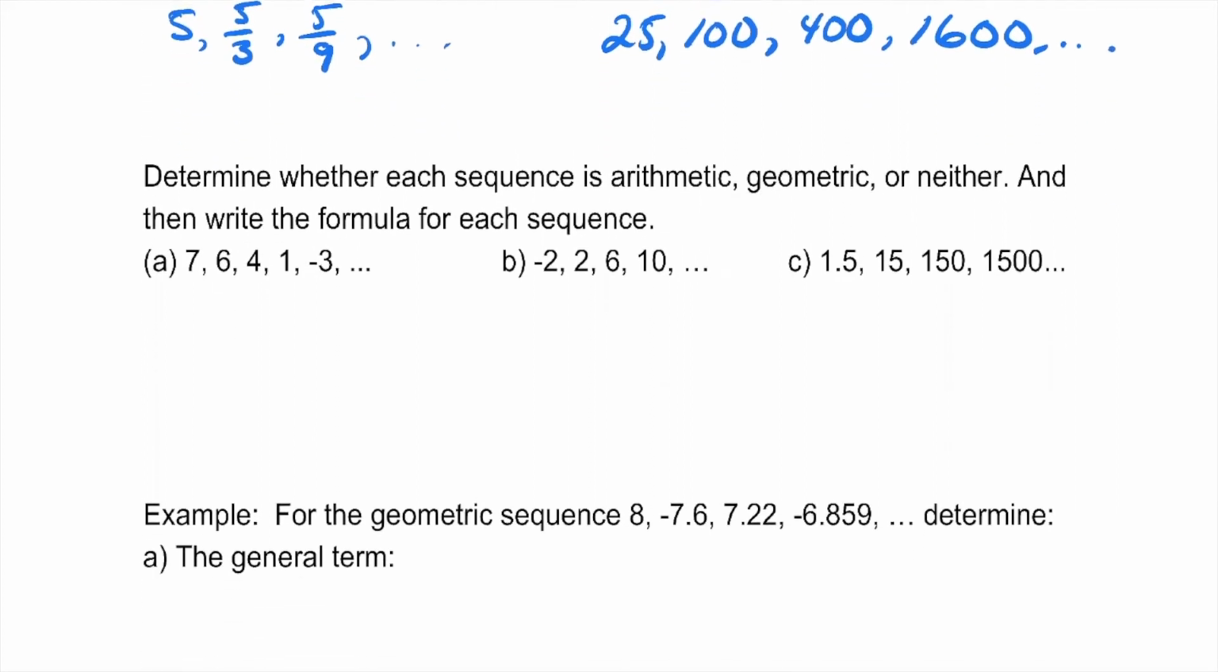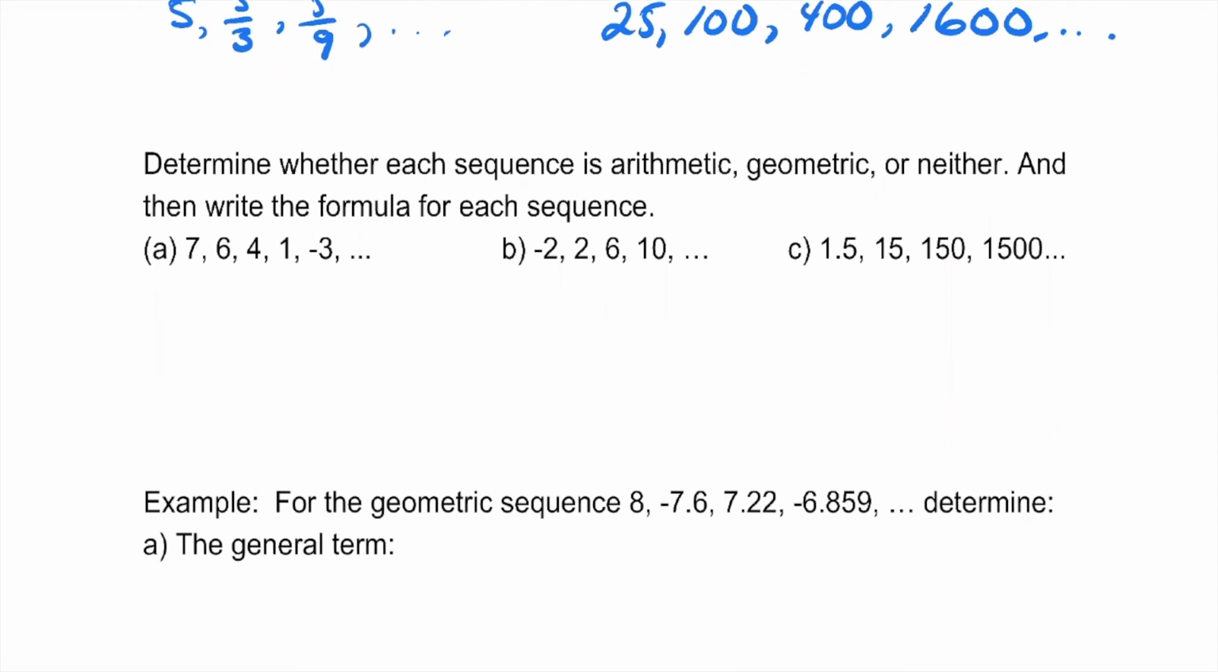For the next question, let's look at where we're given a sequence. Let's examine whether it's arithmetic, geometric, or neither. And then if it is, then we're going to write the general formula for each of the sequences.